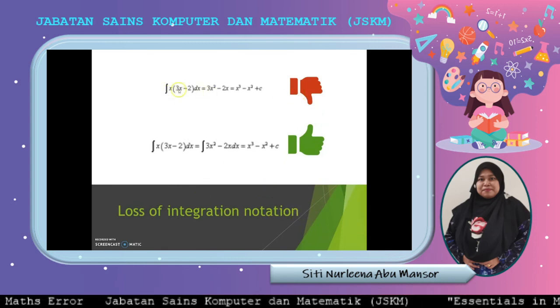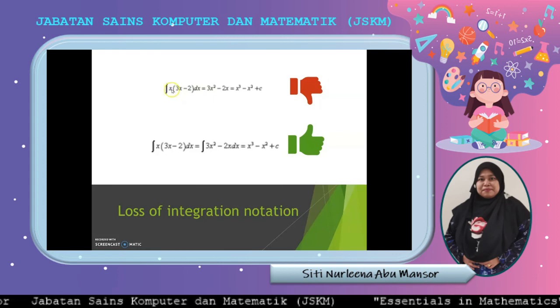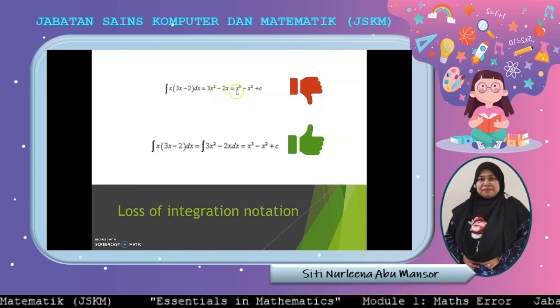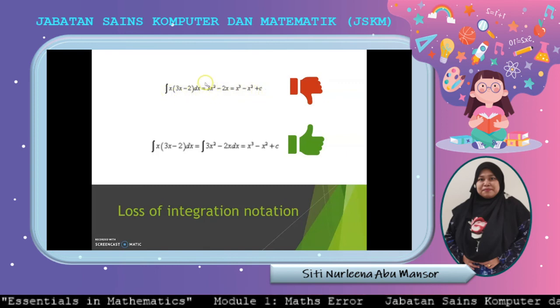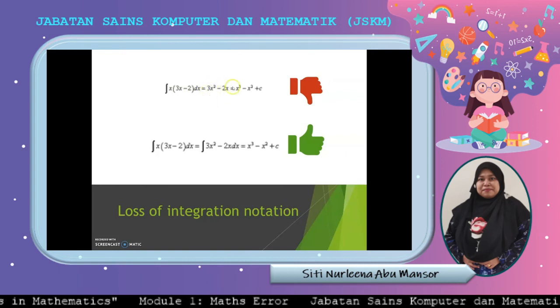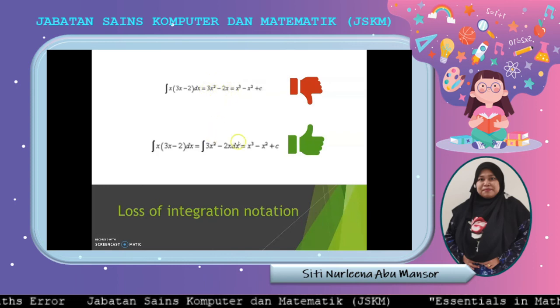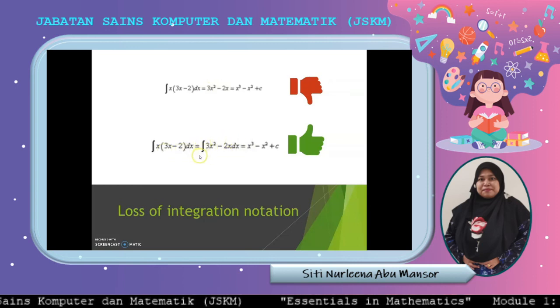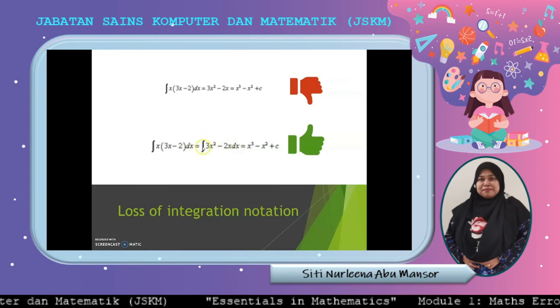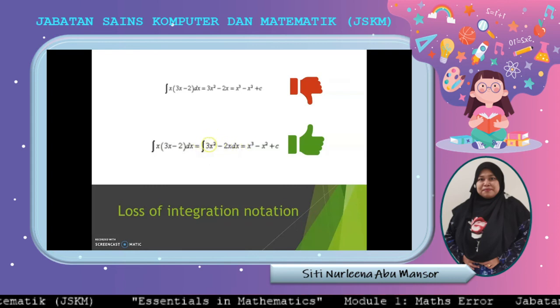Next, loss of integration notation. Here we want to integrate x multiplied with 3x minus 2. Students usually expand first and then integrate. But from here, we can see that there is a loss of integration notation in this second part, because this equation has not been integrated yet. So the correct answer is that in the second part, you still have to write the integration notation, because you have not integrated this function yet.